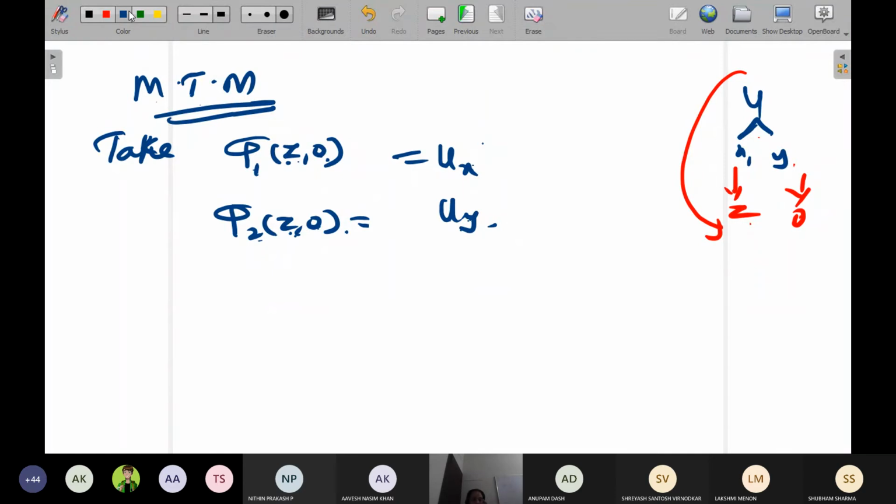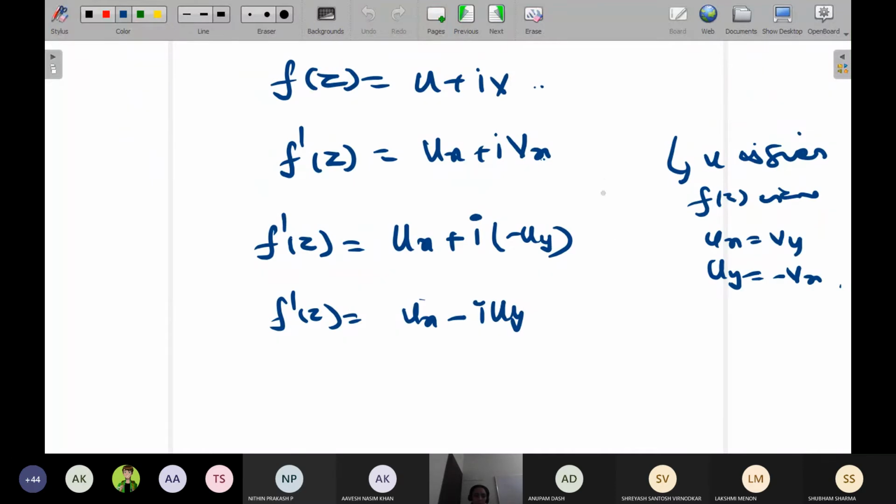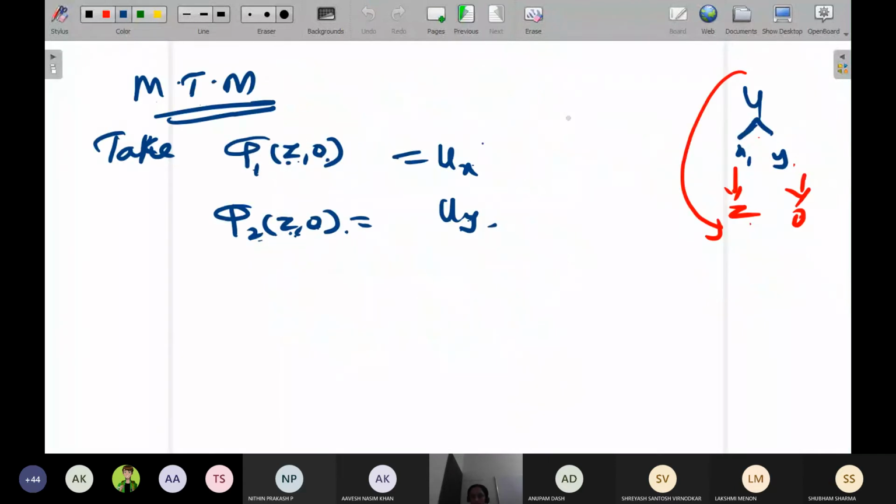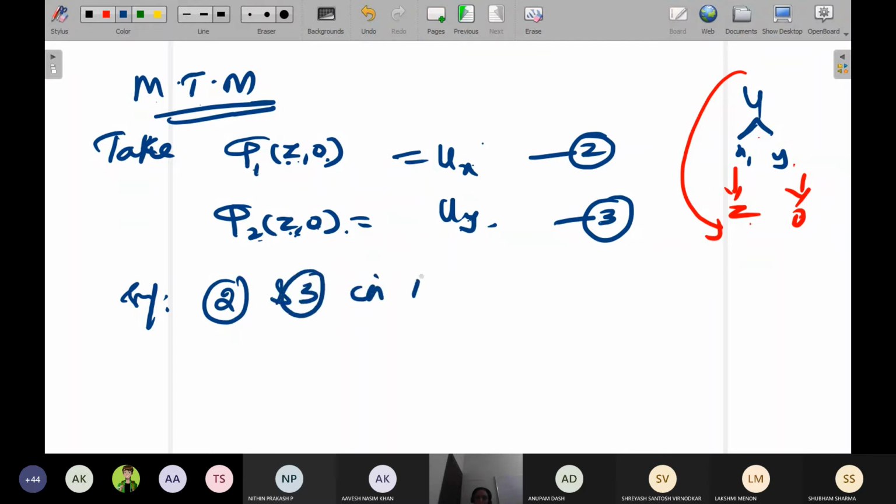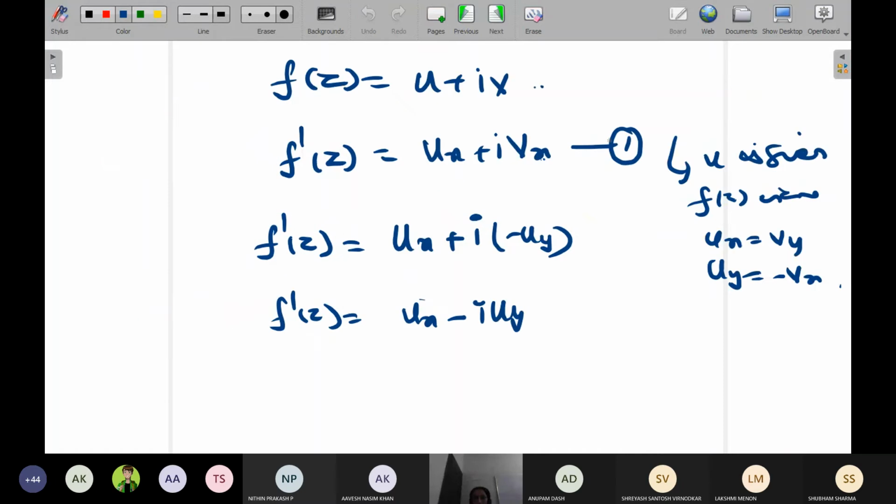After that, take f dash of z as equation number 1, and these as equation number 2 and equation number 3. Substitute 2 and 3 in 1. What is your 1? F dash of z.